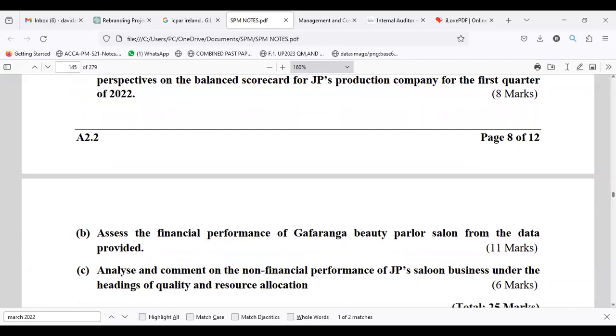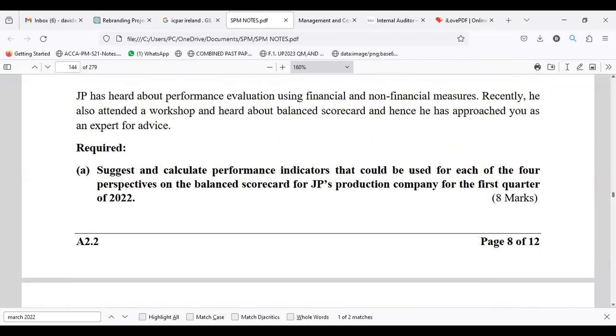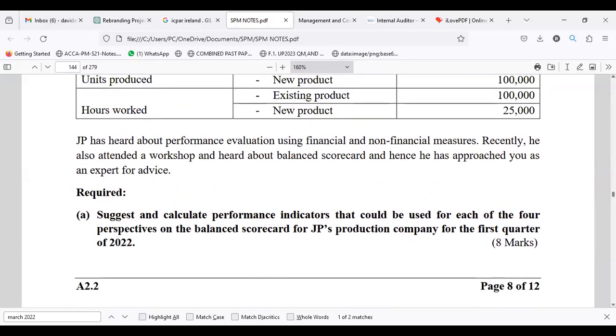So you need to give the expert advice for the 8 marks. The arrangement shows that from the required, we need this paragraph to get these 8 marks, because it asks you to suggest and calculate the performance indicators that would be used for each of the 4 perspectives on the balanced scorecard for GP's production company for the first quarter.